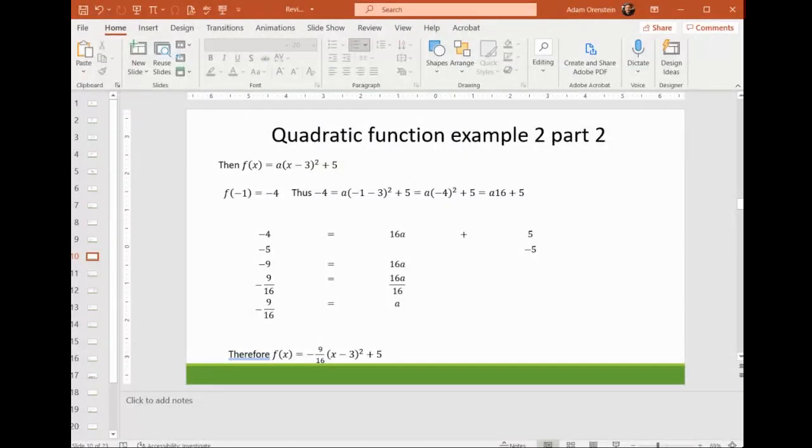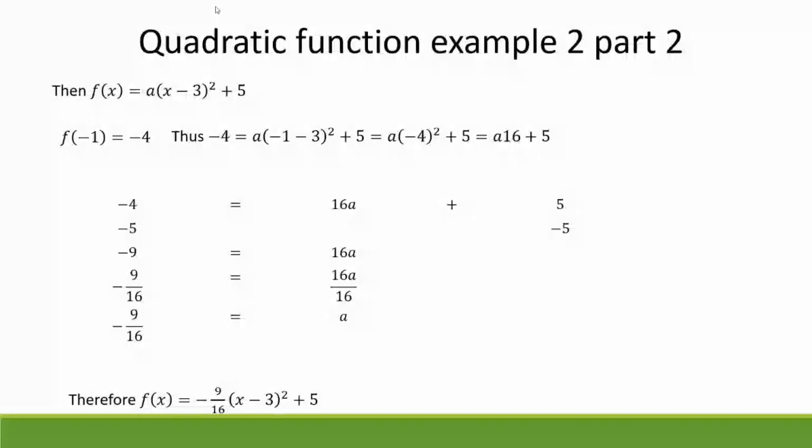So we have negative 9 is 16 times a. But again, we want a, so what do we do? We divide both sides by 16, as you can see. So we get negative 9 over 16 equals a. And then since we know a, we can plug it in and we're done. This is our function.